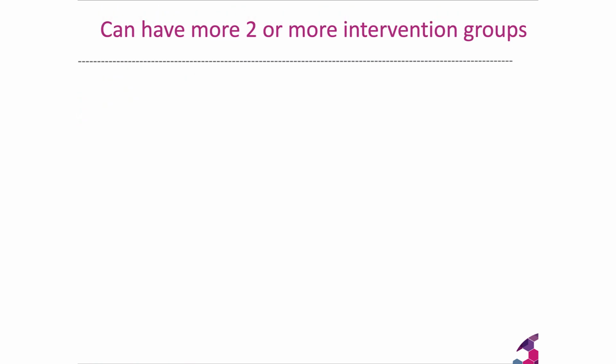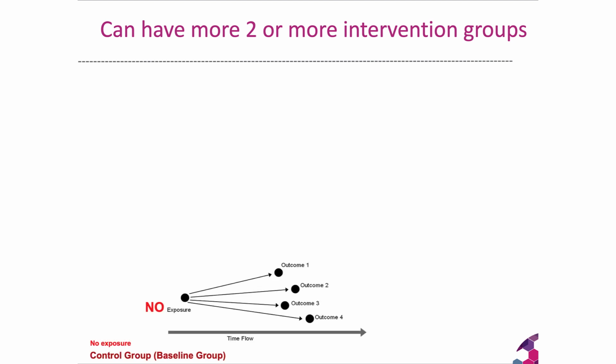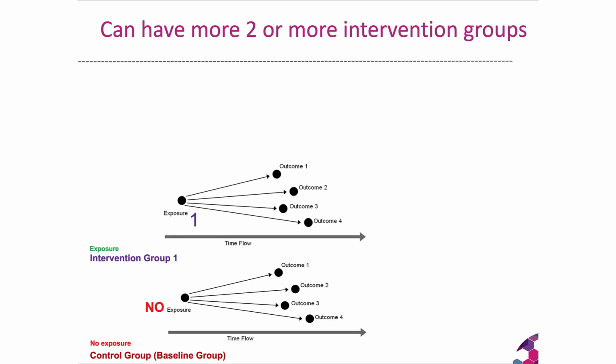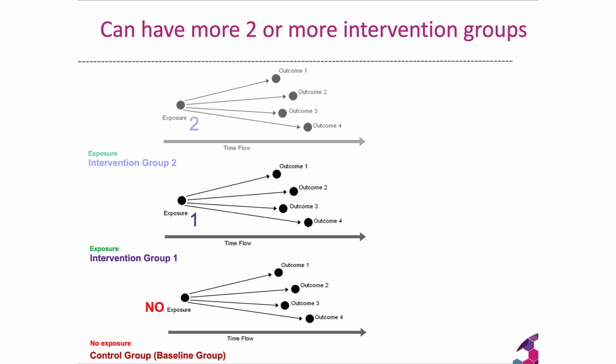However, we don't just have to have two groups, we can have more than two groups. We always have a control group which doesn't have the exposure, and we have an intervention group 1, and we could have an intervention group 2 with two different types of interventions being studied, and we could have an intervention group 3 or 4 as well. This way we can analyze the effectiveness and the value of different types of interventions in one study.